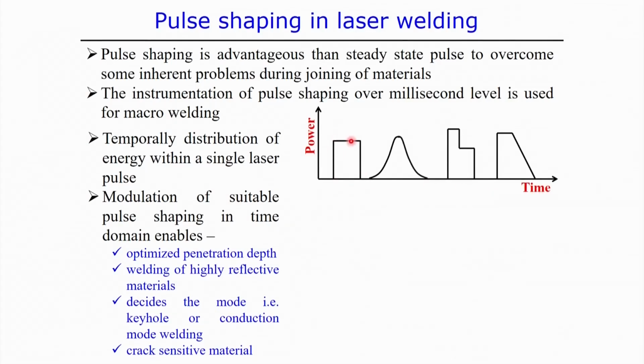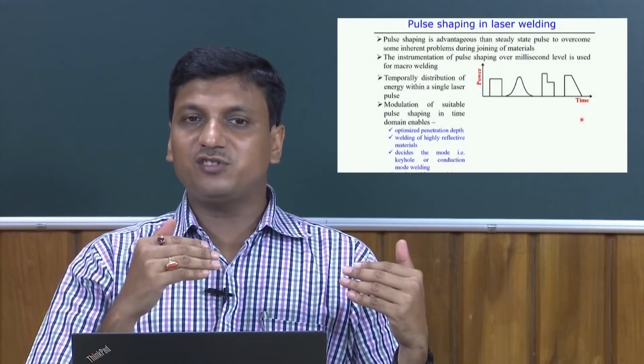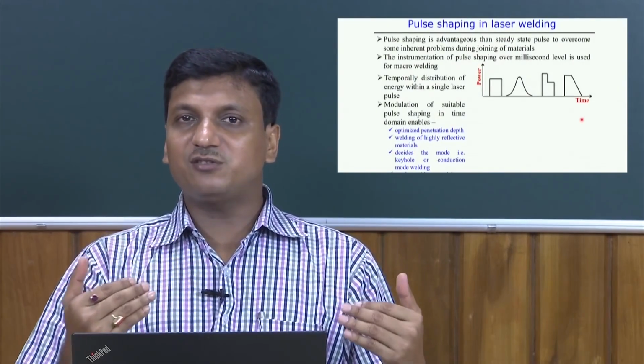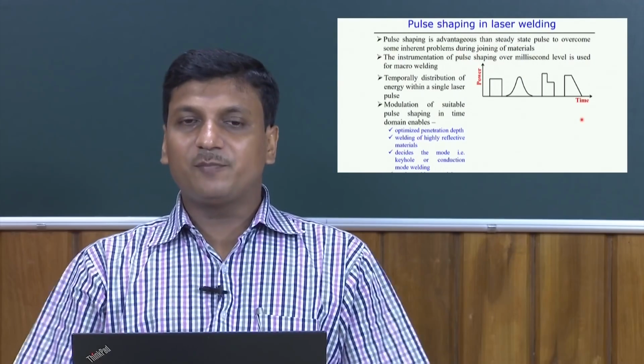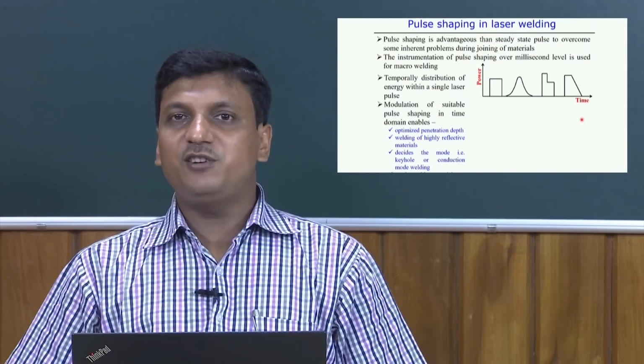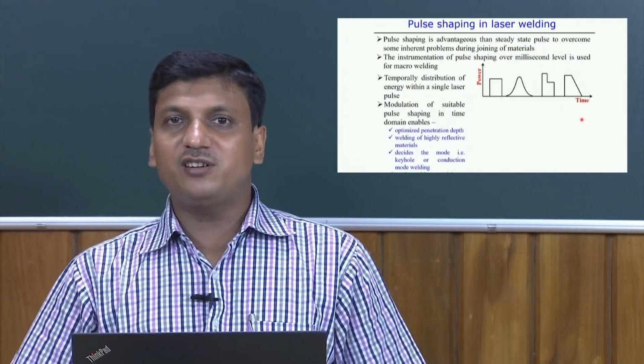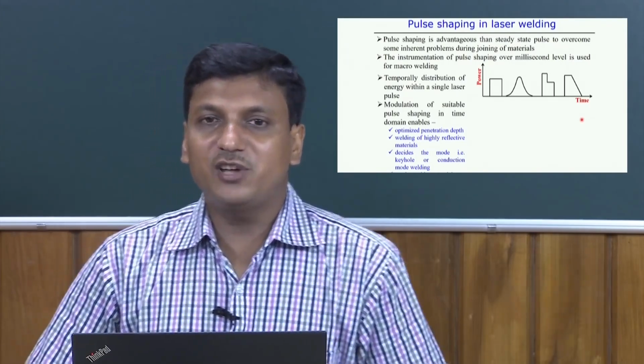Here you can see the different temporal shapes of the pulse. Each shape of the pulse influences different welding processes, that means different welding processes for different types of materials when there is some difficulty. Difficulty in the sense that the material is very difficult to weld; simply shaping the pulse actually helps to get good weldability of that material.